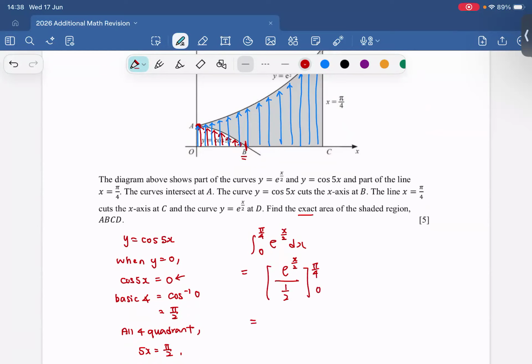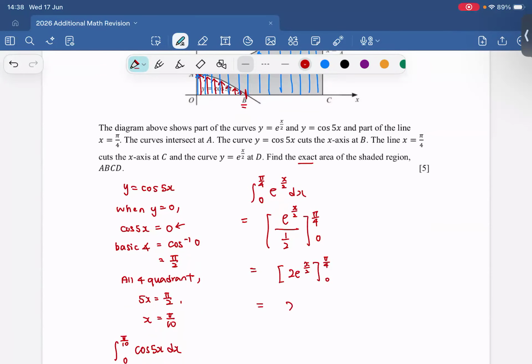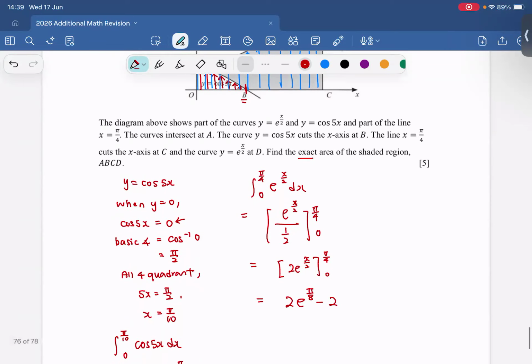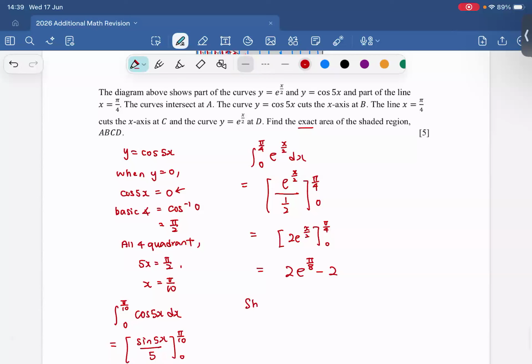Then this is actually equal to 2e^(x/2) from 0 to pi over 4. Now you sub the value in. This is 2e^(pi/8) minus 2. Okay, so the shaded area will be what?